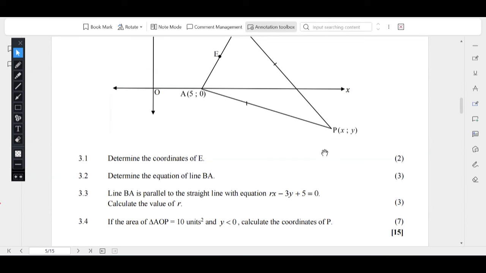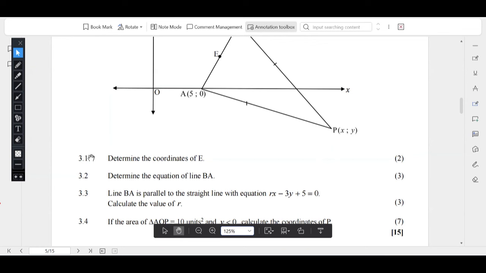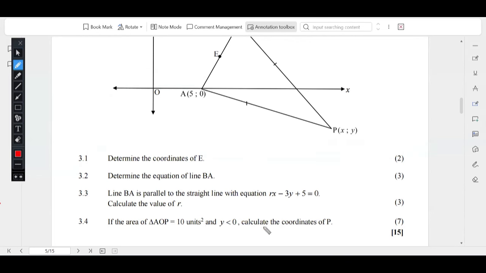All right, so we have 3.4. It says if the area of triangle AOP is 10 units squared and your y has to be less than 0, calculate the coordinates of P. So y less than 0 means that your y coordinate here has to be a negative. We can see that because it's below the x-axis. So we do understand why it needs to be negative. Then here it says calculate the coordinates of P for 7 marks.